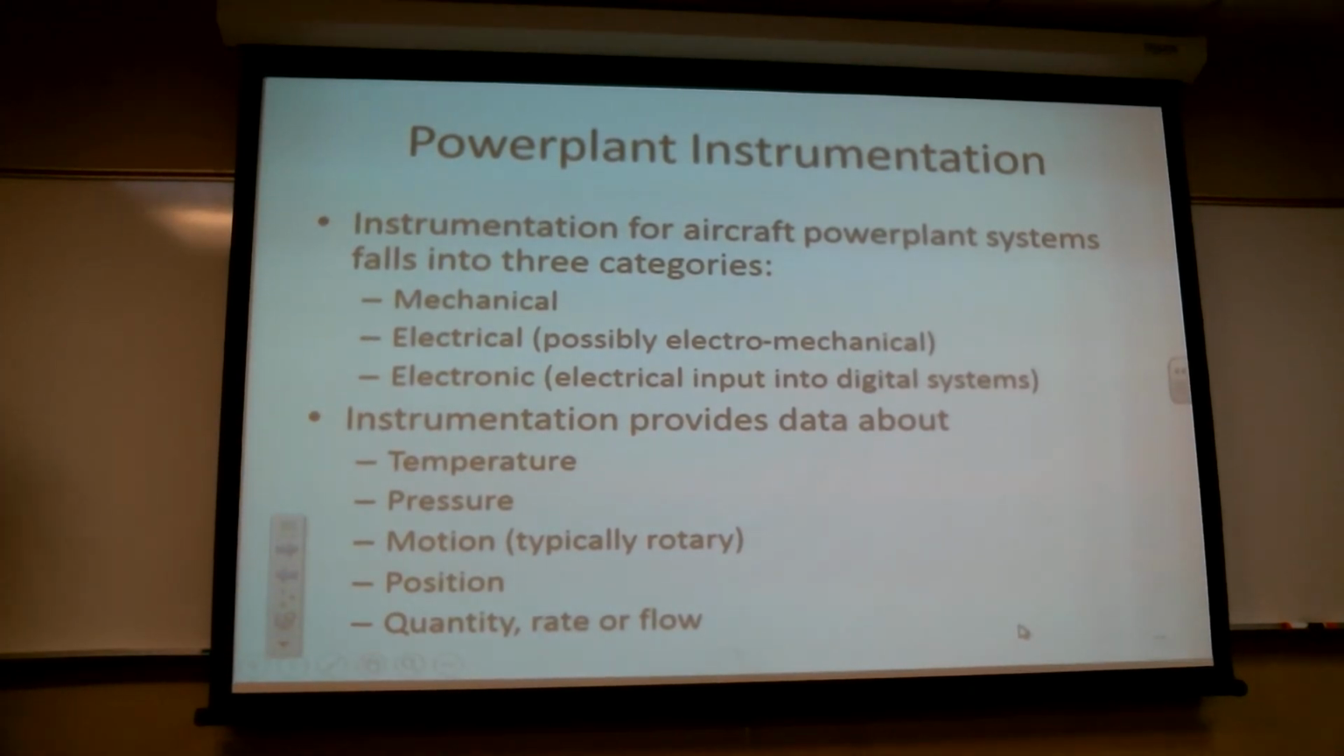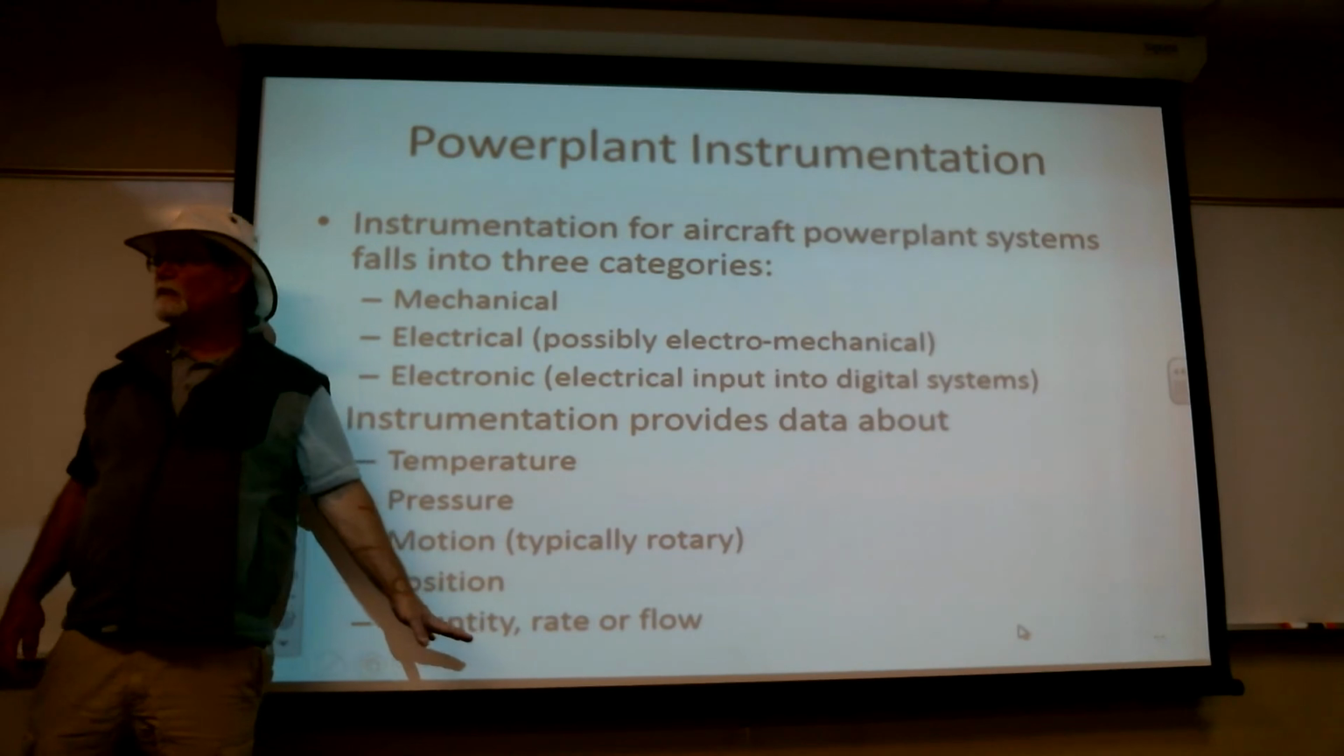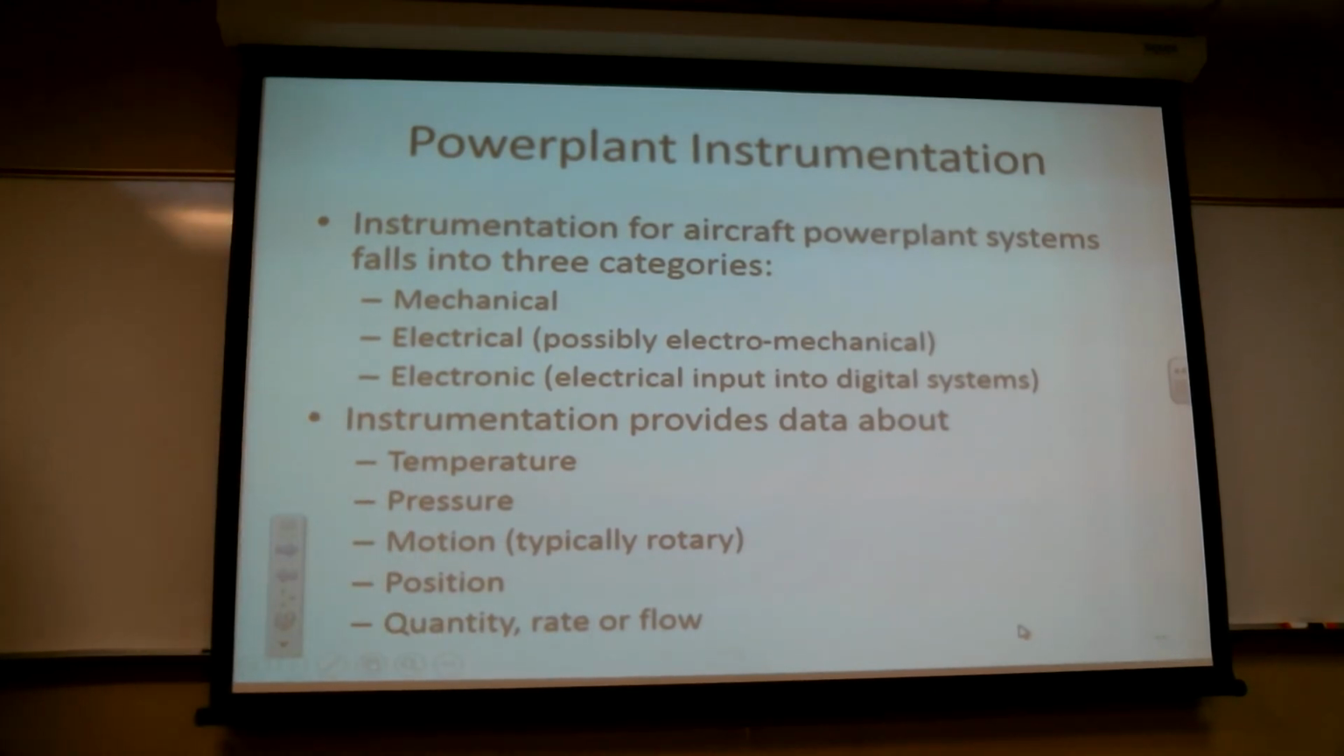Quantity, like fuel gauges or maybe oil level, rate or flow, so rate of fuel consumption, gallons per hour might be useful, or pounds per hour if it's a turbine engine.